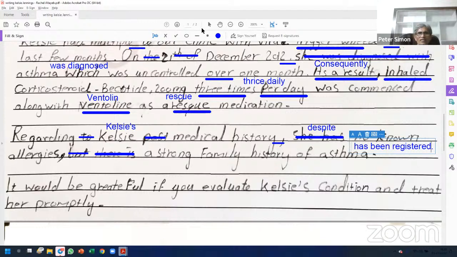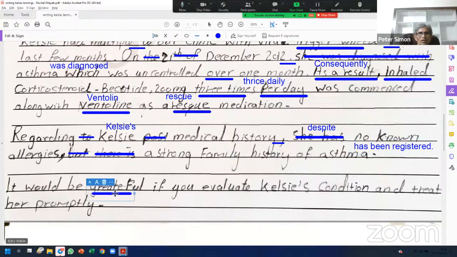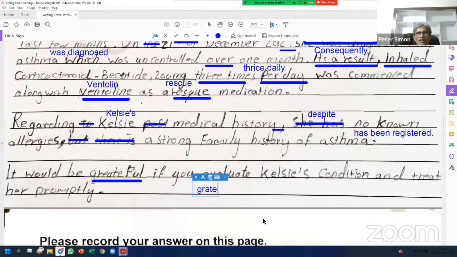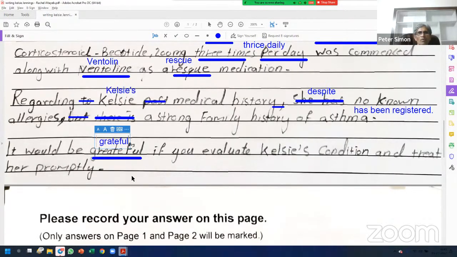You would be grateful. Again, you wrote the spelling wrong. Yesterday I taught you, but again you made a mistake. Okay. So what you did is you added E here, but you did not remove E here. That is the mistake. You did half correct, but grateful, grateful. That is the spelling. Write it 10 times. If you had written 10 times, you would not have made this mistake again. It would be grateful if you evaluate Kelsey's condition and treat her promptly.